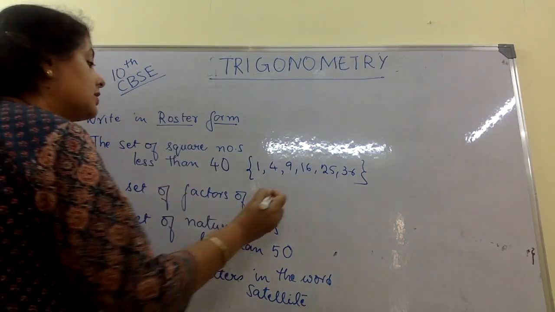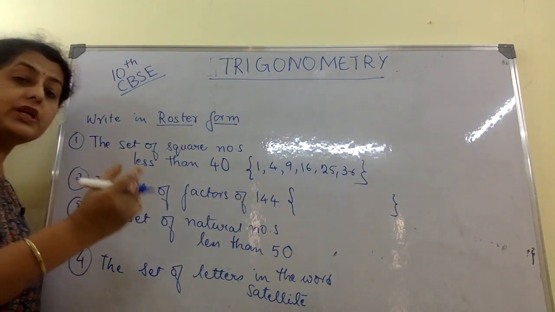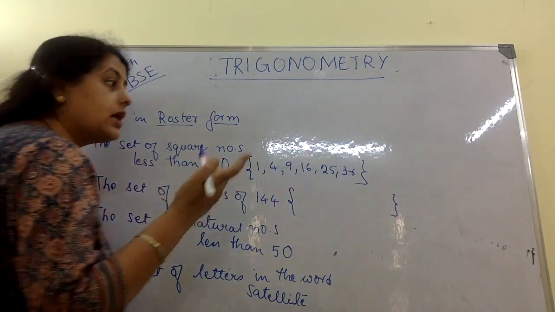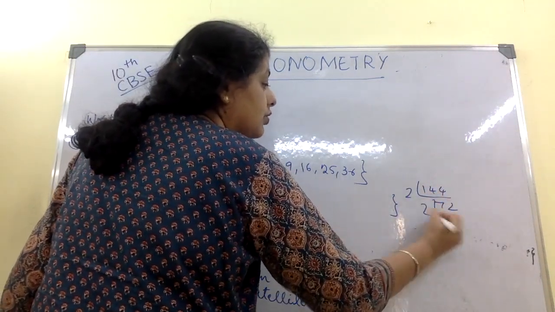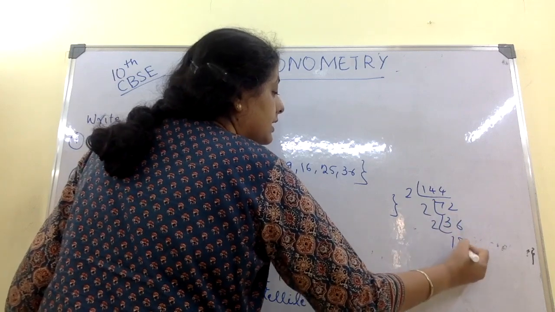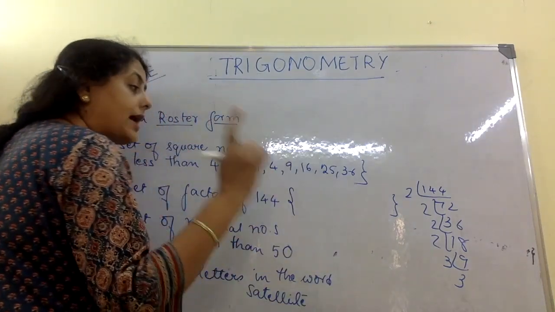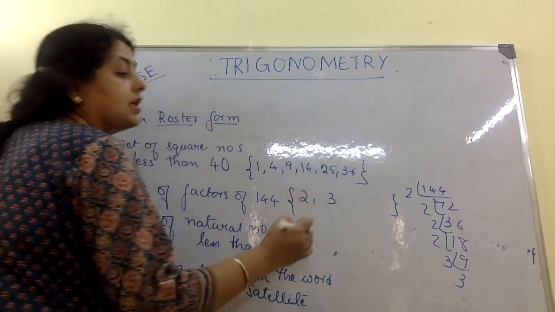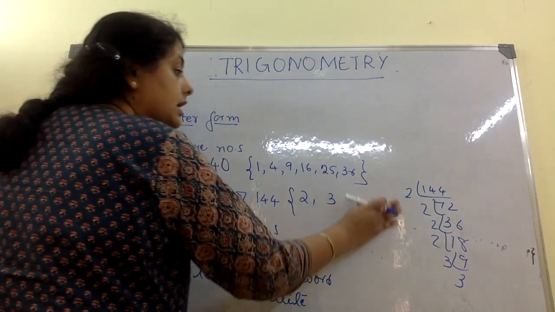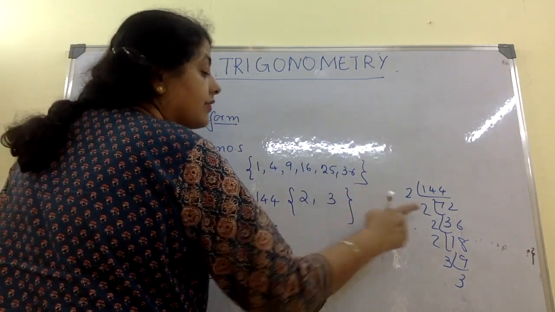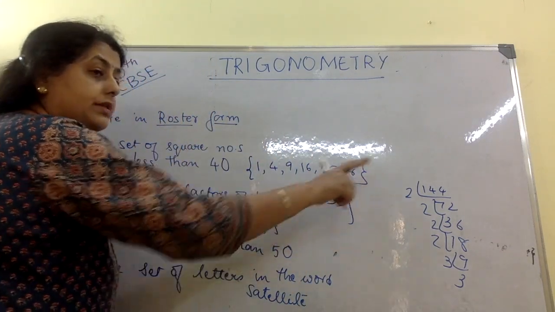The set of factors of 144. Now, here there will be many factors. How do we not miss out any of the factors? We will do prime factorization. 2, this is 72, 2, 36, 2, 18, 2, 9, 3 and 3. So the prime factors are 2 and 3 only. Don't write them repeatedly, because we should never repeat the elements in a set. Therefore, this is only 2 and 3.